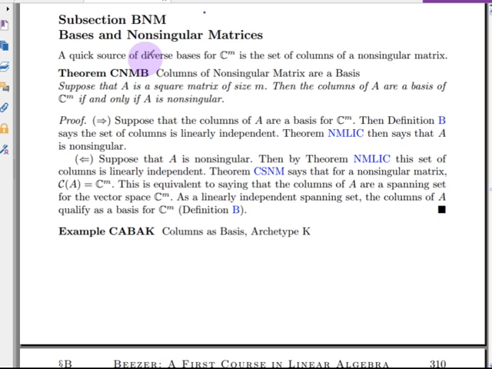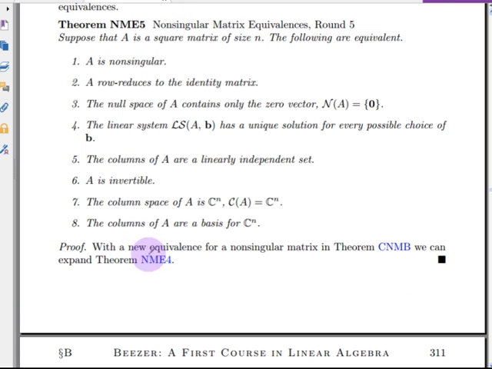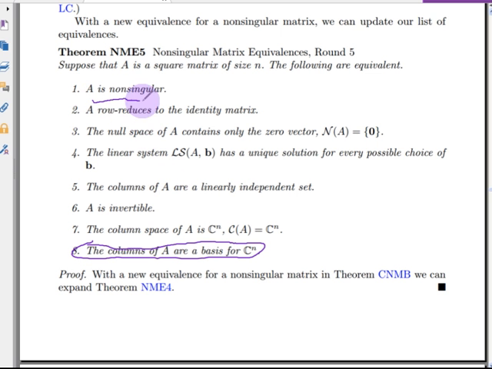Okay, now in this section we relate the notion of basis to the notion of non-singular matrix. And if you remember, we had this long list of equivalent things to non-singular. We're going to add another condition, which is that the columns of a non-singular square matrix form a basis for that particular vector space. So a lot of things that we can get from the fact that a square matrix is non-singular.